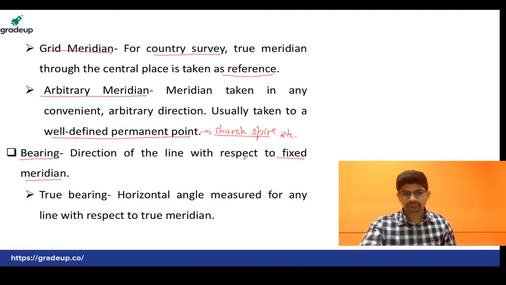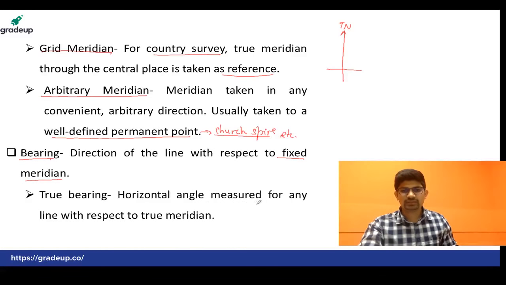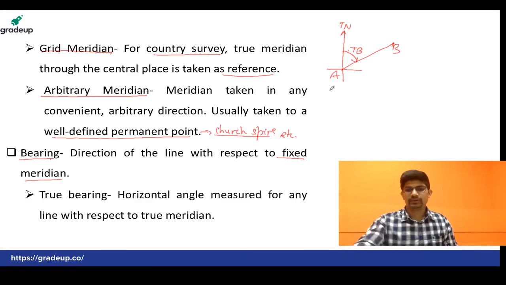Now what is a true bearing? Suppose this is true north. Then the horizontal angle measured for any line with respect to the true meridian. Suppose I am saying this is a line AB. So the true bearing of the line will be this one. This is the true meridian, that is true north, and AB is the line, and this will be the true bearing. Let us write it as TB, true bearing.